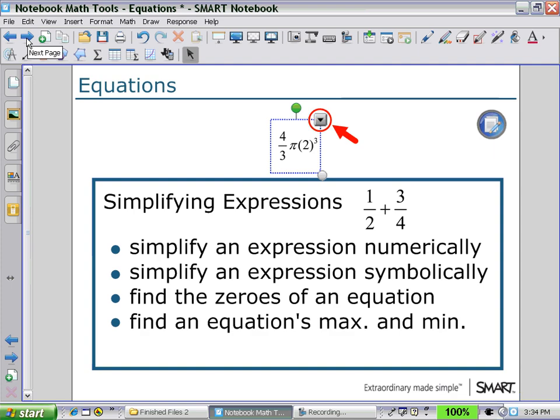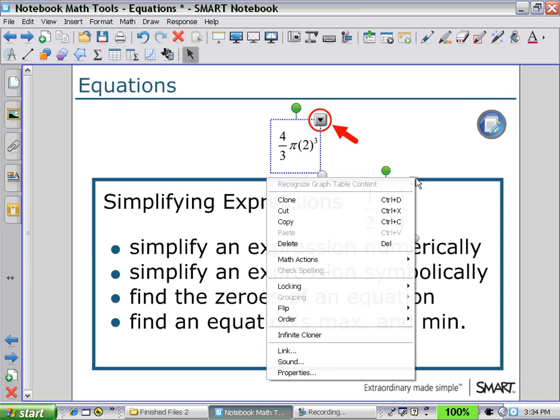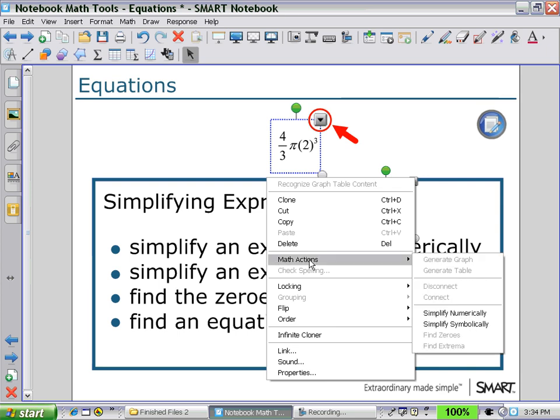Next, we can simplify expressions such as the fractional expression 1/2 + 3/4. And if I select that expression and use the arrow pull-down menu, you will see now I have a menu for math actions. If I select math actions, it will give me the choice of simplifying numerically or symbolically, and doesn't give me any other choices since we would not be able to do anything else with that expression.